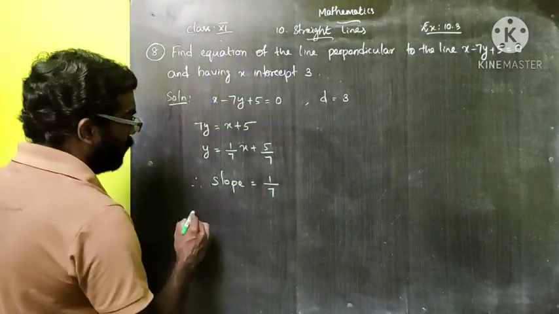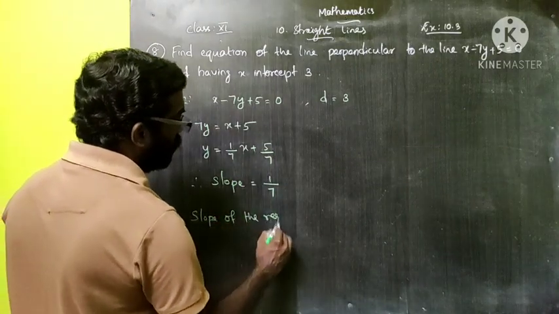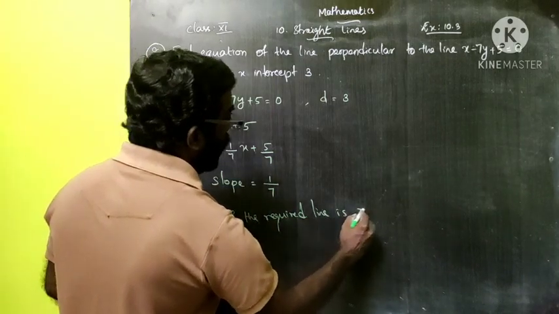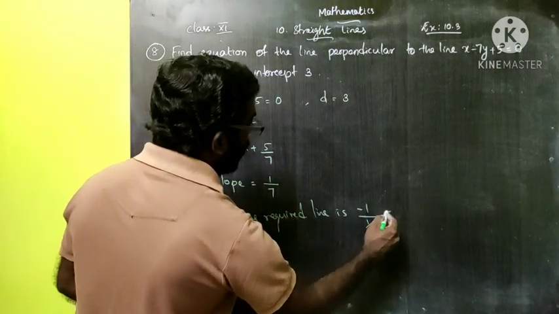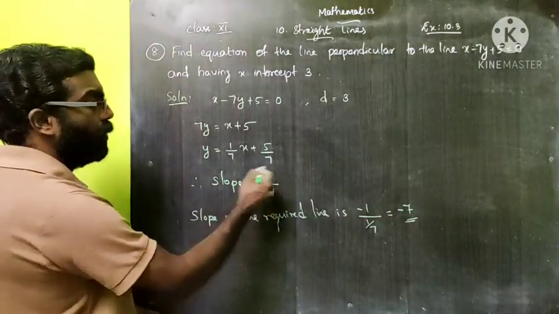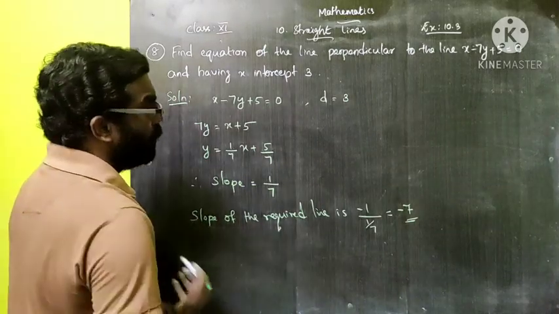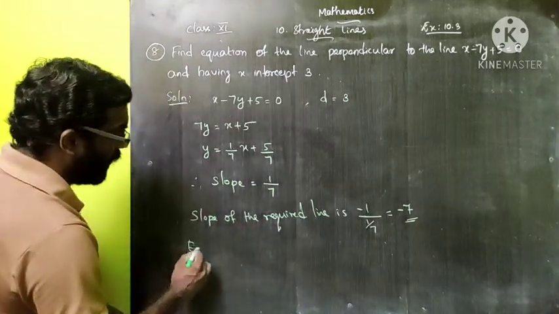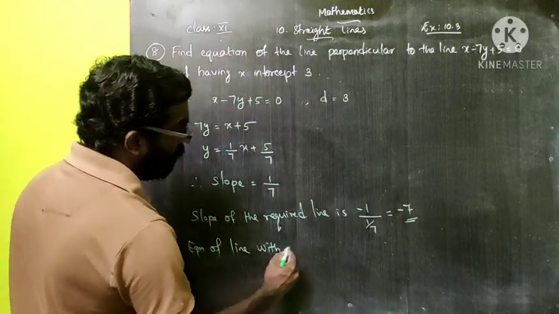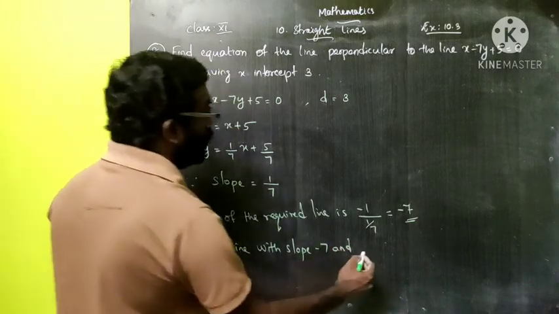Okay. So the slope of the required line will be minus 1 by 1 by 7. That is minus 7. Okay. The negative reciprocal of this slope 1 by 7 is minus 7. Now we can find the equation of the line with the slope minus 7 and x-intercept 3.